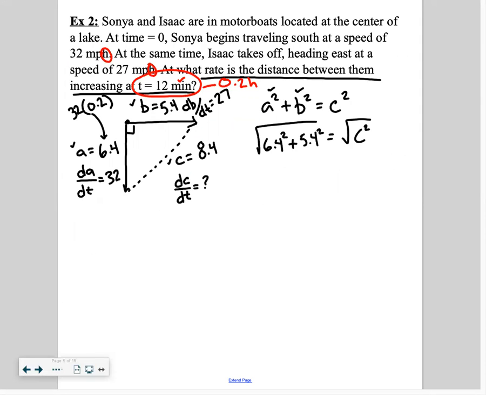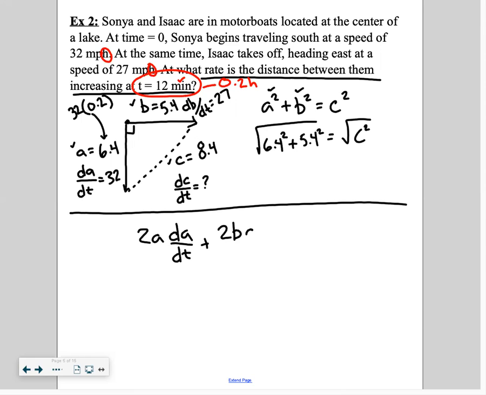At this point, it is the same type of problem that we just did in our last example. Now it's just a matter of taking the derivatives of both sides, finding your dC/dt, and going from there. The only difference in this problem was at the start, you had to use that extra time information to find your A, your B, and your C. So just to keep working through this, take the derivative of both sides: 2a dA/dt plus 2b dB/dt equals 2c dC/dt.